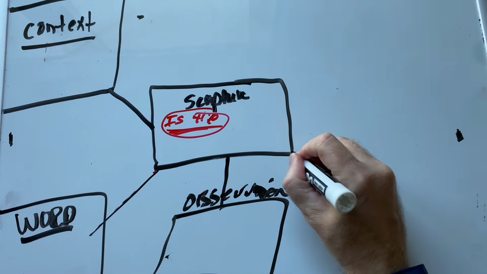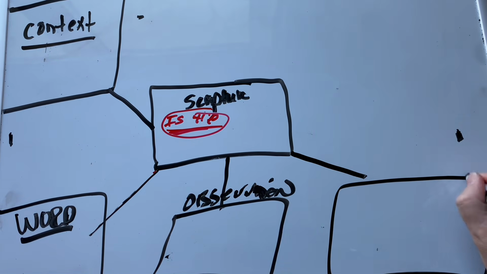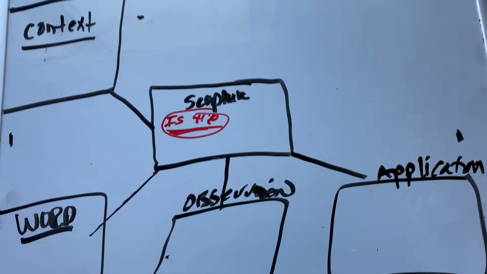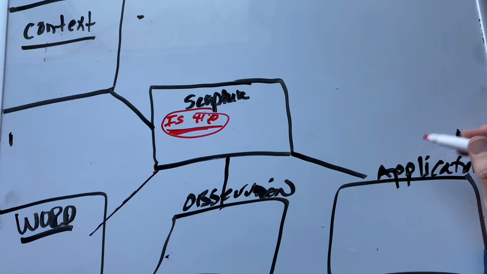Now, here's the next thing: application. James 1:22 says, don't merely listen to the word, do what it says. Now, here's a great question. What do you need to start doing as a result of this text? What do you need to start thinking? And then what do you need to stop doing or stop thinking as a result of this text?